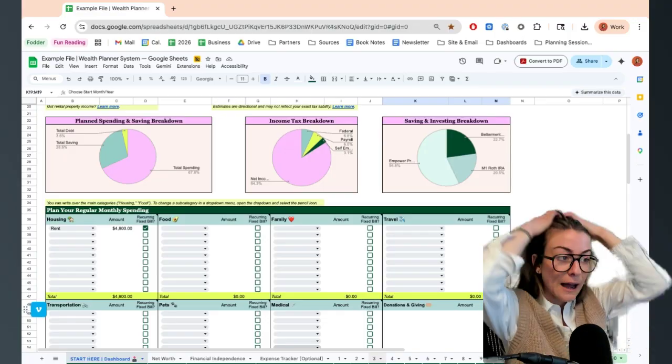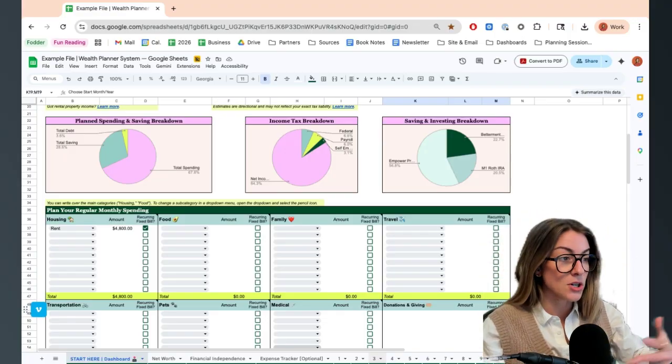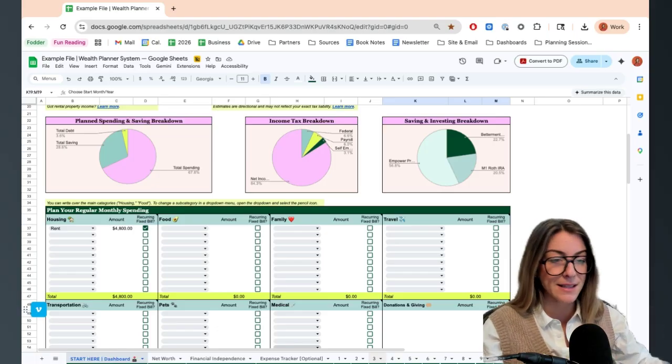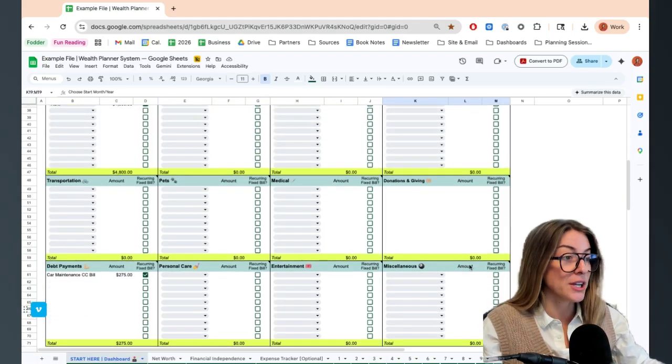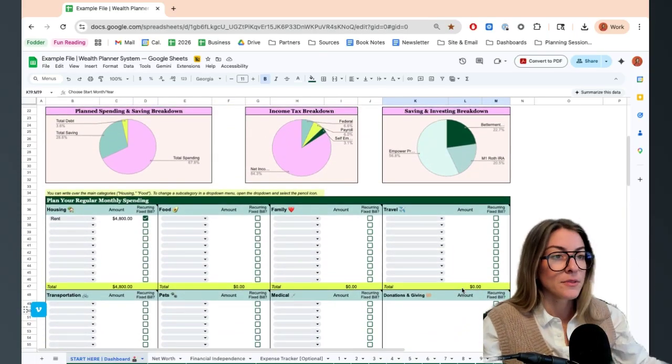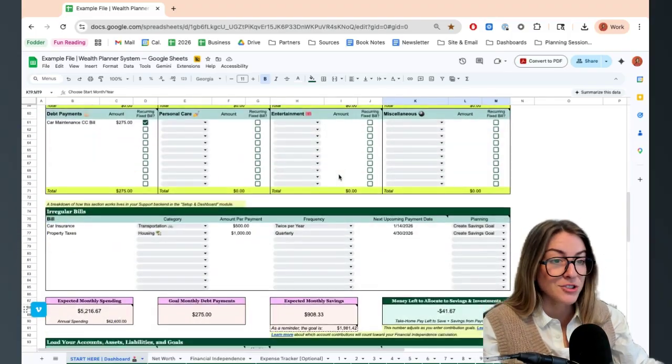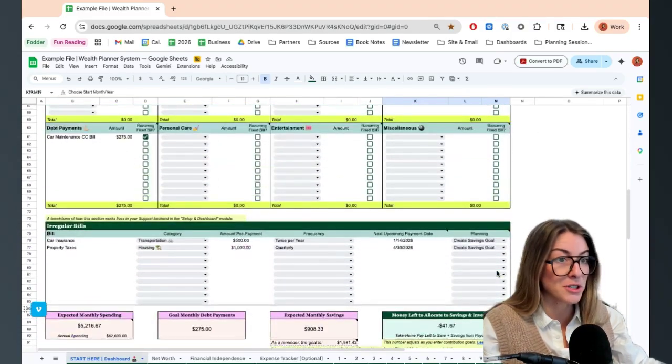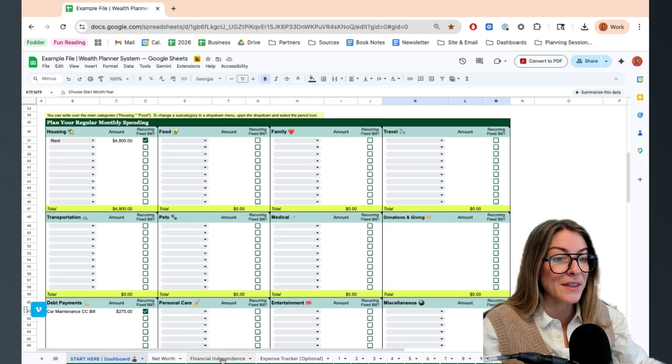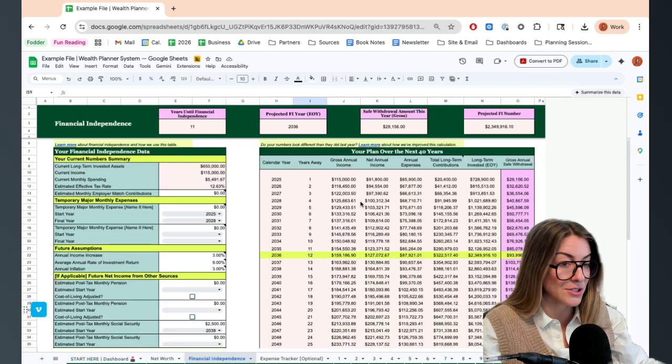So if you decide that you want to reach 5 faster and you want to see what that's going to take, what you're going to want to do is change the inputs here. So change the income, change the investment contributions, or change the spending. And then that is what this is going to react to.